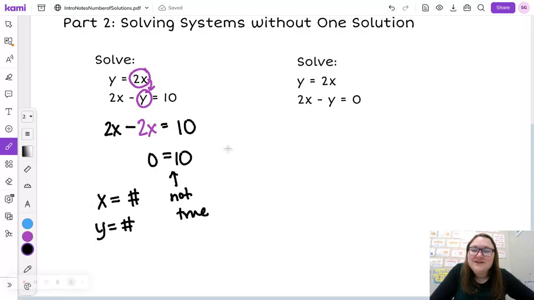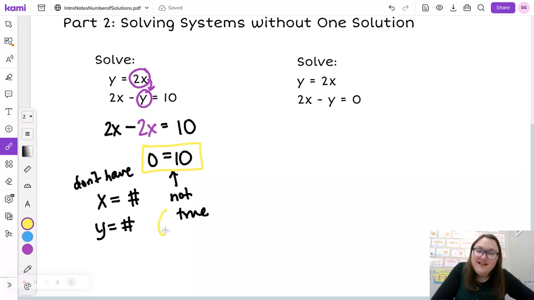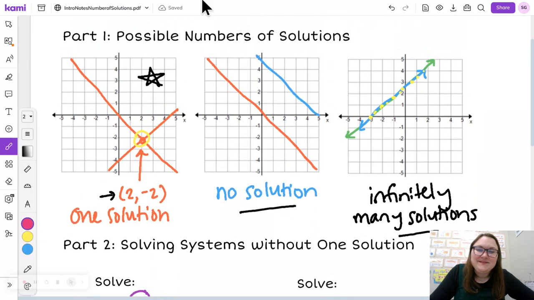In situations like these, where you do not have an x equal to a number and a y equal to a number, the way we decide our answer depends on our results. If I get something that is not true, that helps me know that my answer is going to be no solution. There is no point that I could substitute in here to make 0 equal 10. There is no point that is on both of these lines. If I were to graph these lines, they would look something like this. They would look like parallel lines.